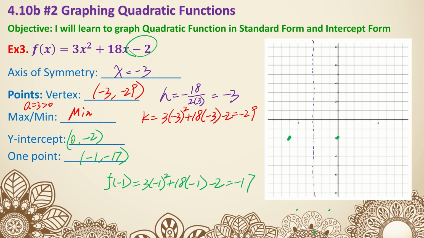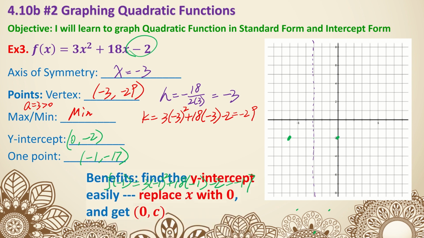And after that, well, what is the benefit of actually using standard form to graph? Well, the vertex is not very hard to find, even though it takes a bit of work. We have practiced with h equals negative b over 2a for a bit of time. But the benefit is we can easily find the y-intercept. We can just replace the x with 0, or in other words, we're going to use the c on the end, so the y-intercept is directly 0, c. That's the benefit of using standard form.